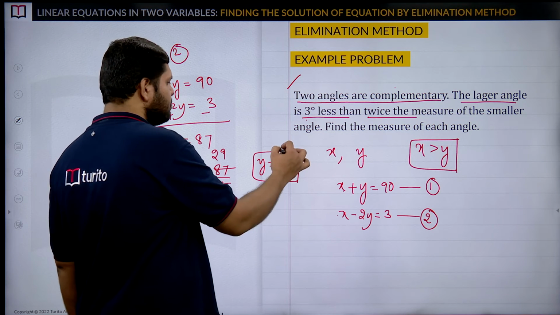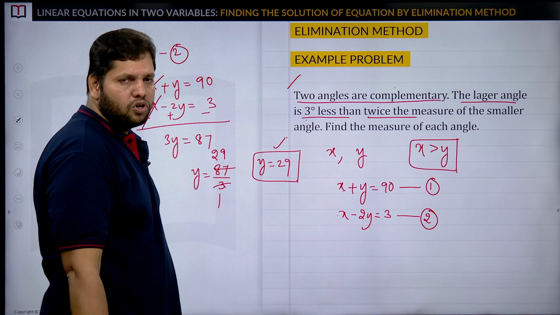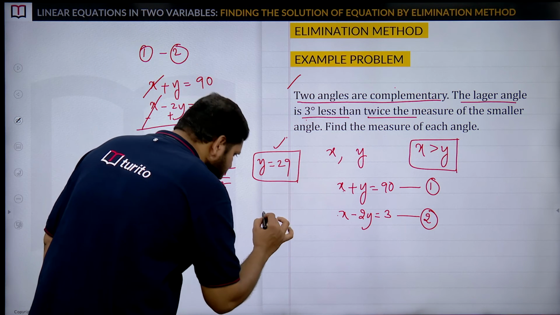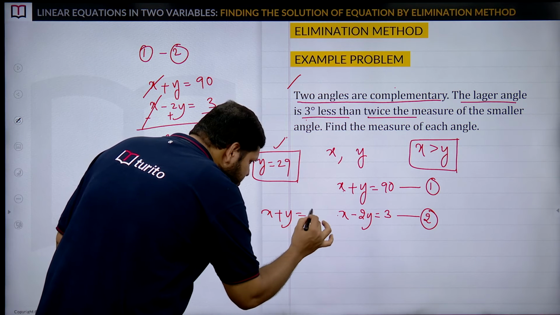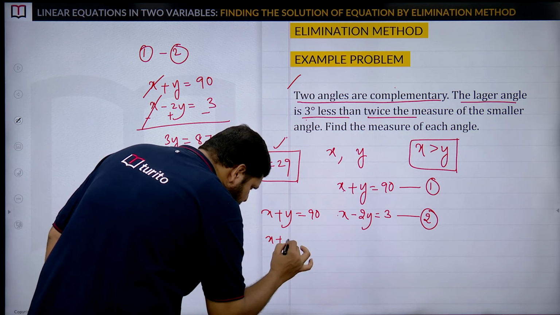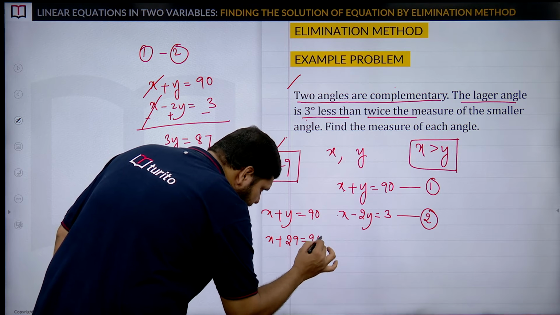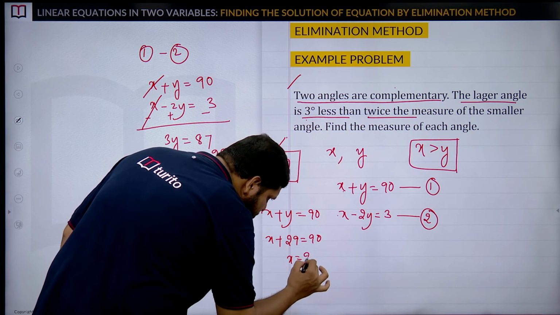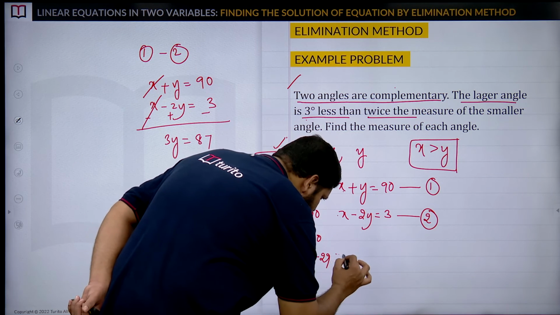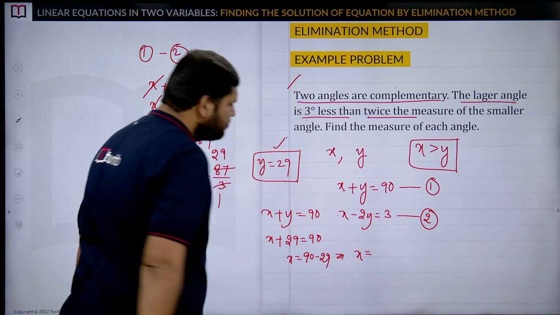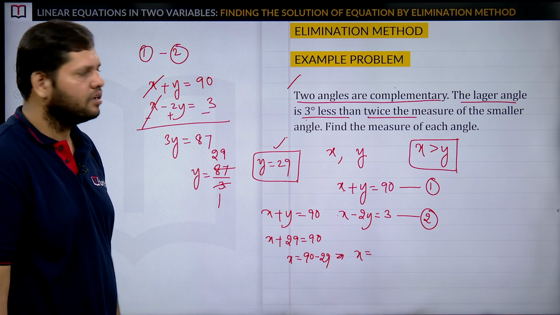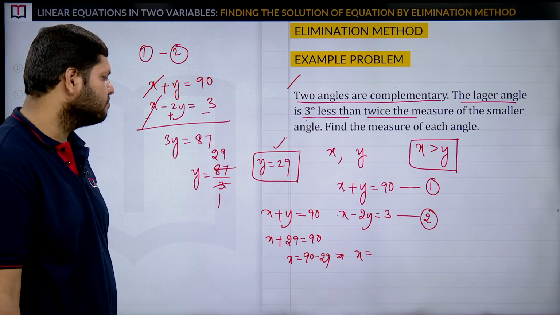So the smaller angle is equal to how much? 29. So how will we get the larger angle, children? Again, take any one of the equations. I'll take the first equation. So the first equation, x plus y is equal to 90. And take the y value as 29. So x plus 29 is equal to 90. Then x is equal to what, children? 90 minus 29. So what is 90 minus 29, children? Tell me, children, 90 minus 29.